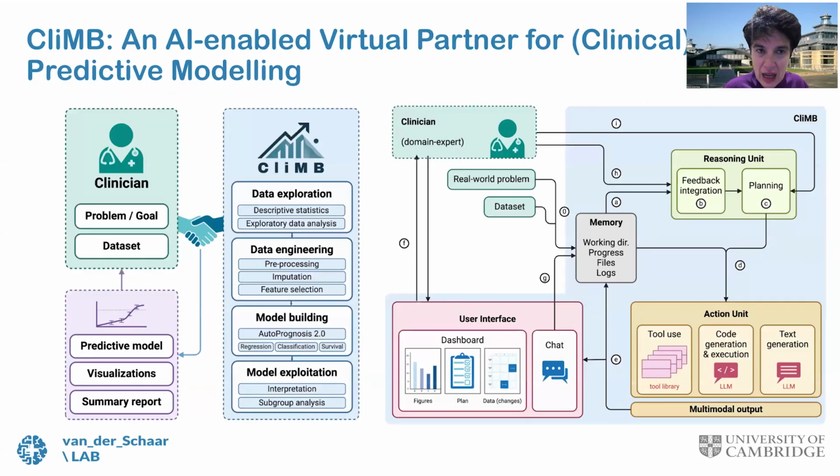So what does CLIMB do? This is an AI-enabled virtual partner. We call it a partner rather than a copilot because, unlike other copilots that are being built, what you see here is more of a partner for clinical researchers to build predictive modeling. On the left side is the clinician coming with a data set and a problem, a goal they want to achieve.